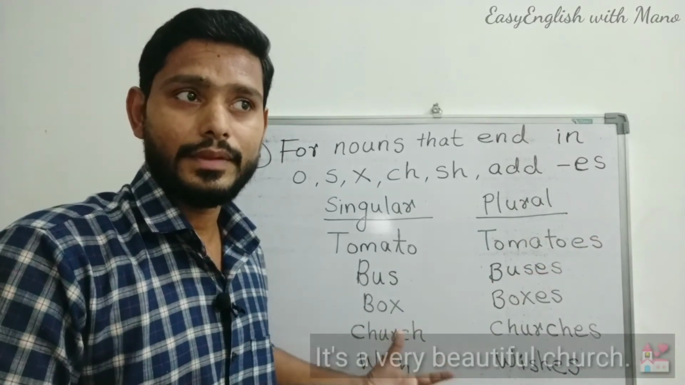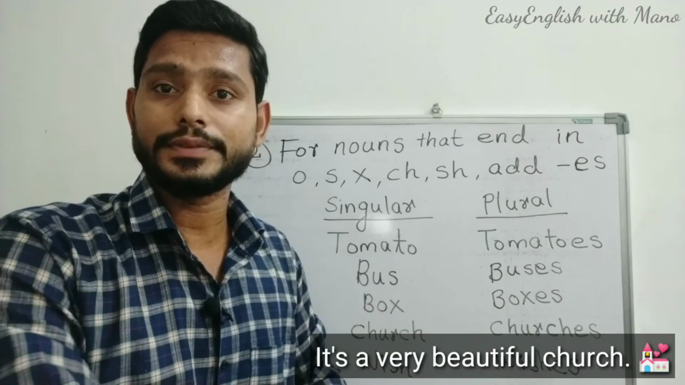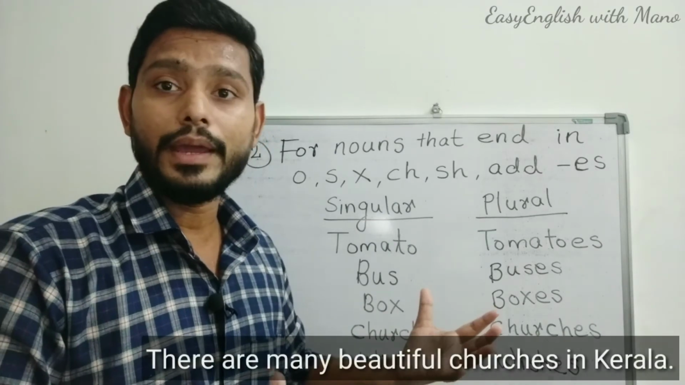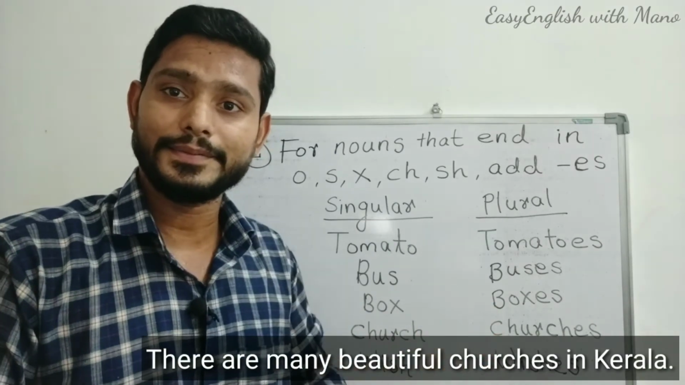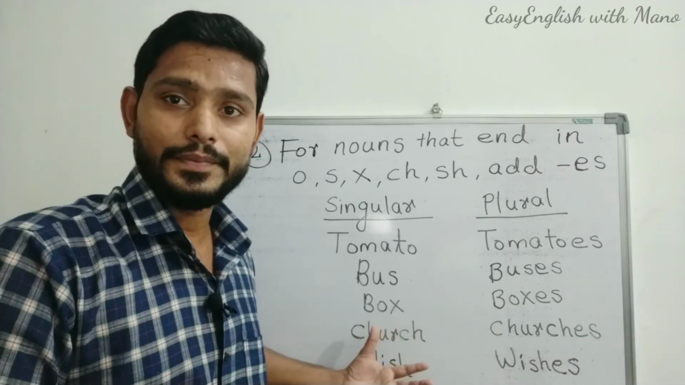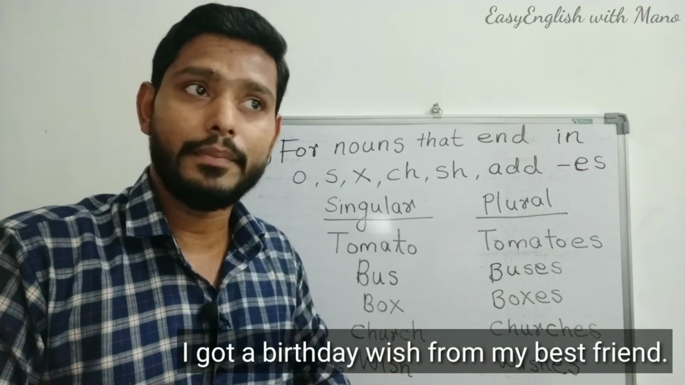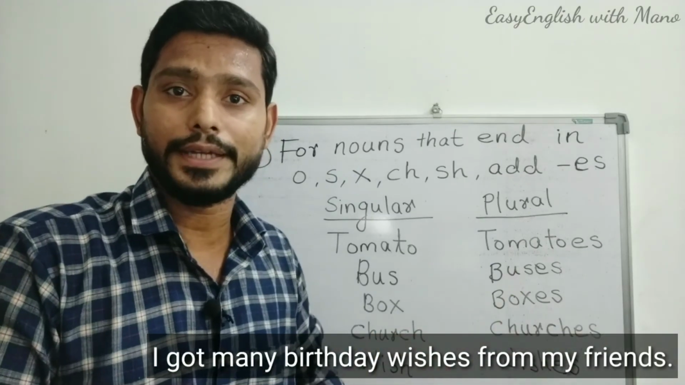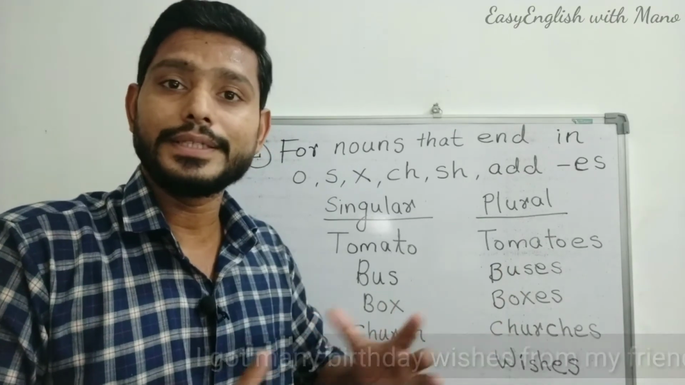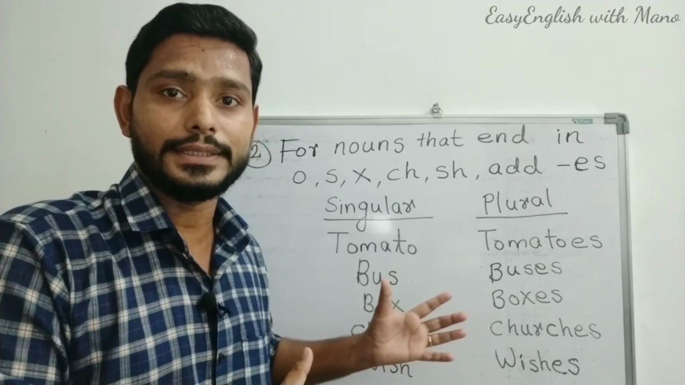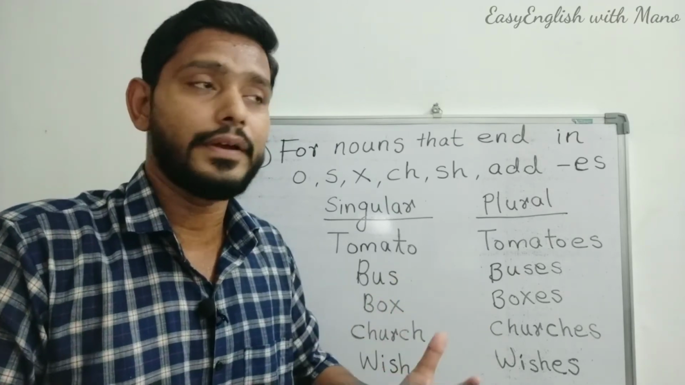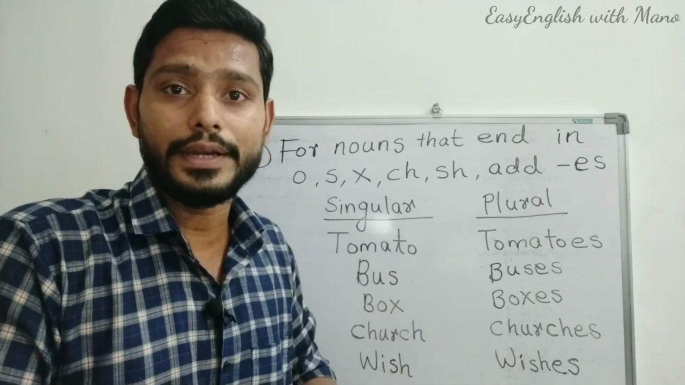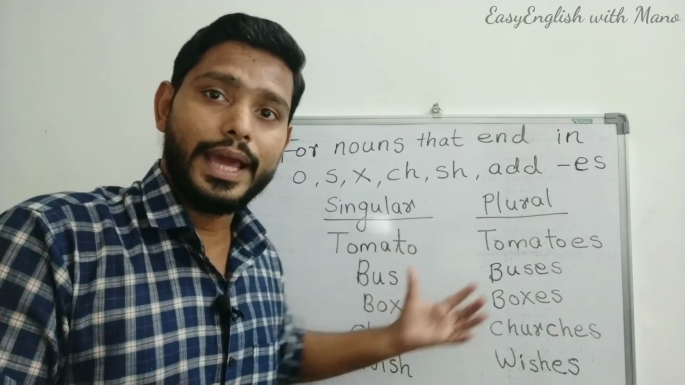Church. It's a very beautiful church. There are many beautiful churches in Kerala. Wish. I got a birthday wish from my best friend. I got many birthday wishes from my friends. So these are some very simple sentences to put into practice, for everyday usage of singular and plural.